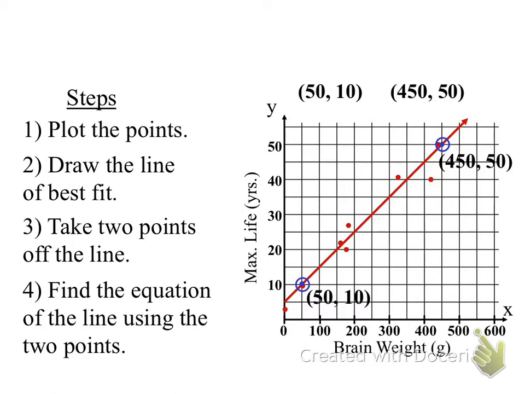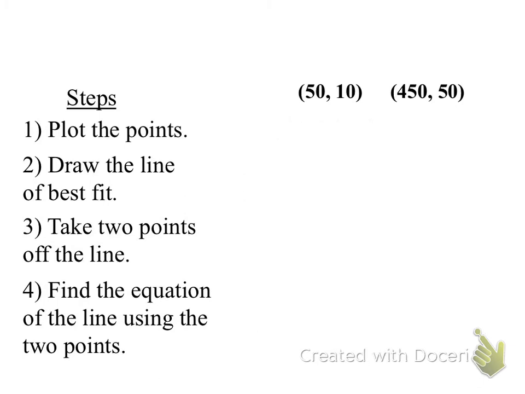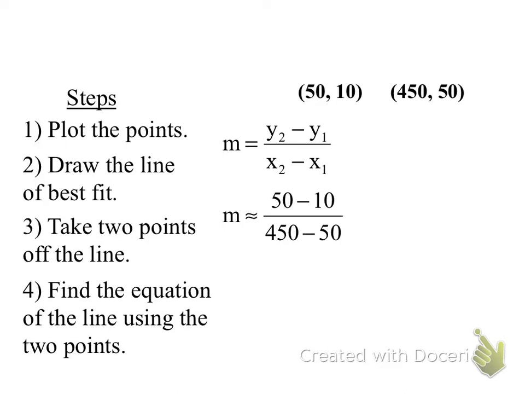So I'm going to take the 2 points and we're going to try and find the slope. We're going to use our slope formula. You should be doing this with me. M equals y2 minus y1 over x2 minus x1. And I'm going to say 50 minus 10 over 450 minus 50. Are we clear on that? You should have this written down because it's going to be a lot tonight.